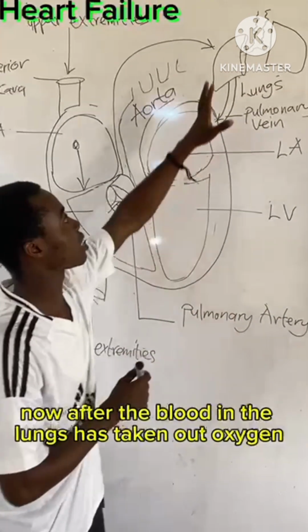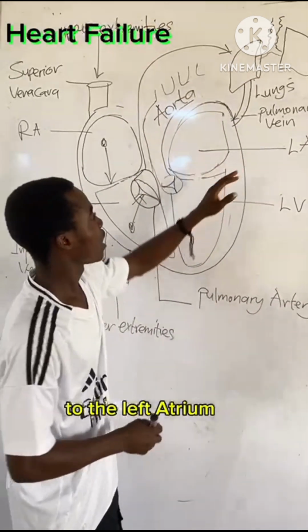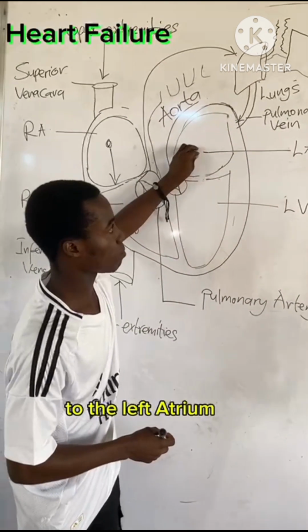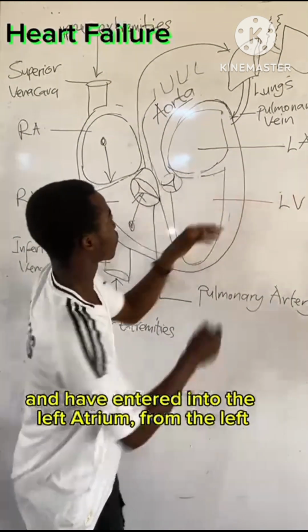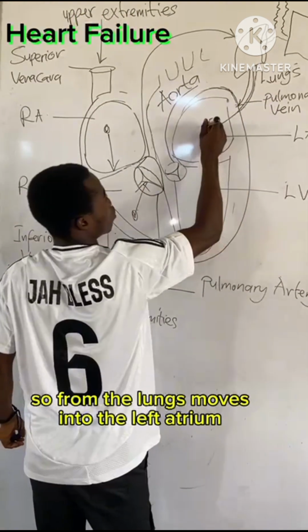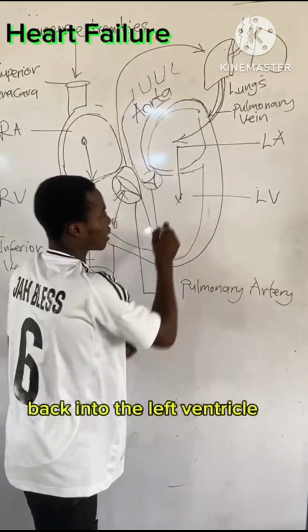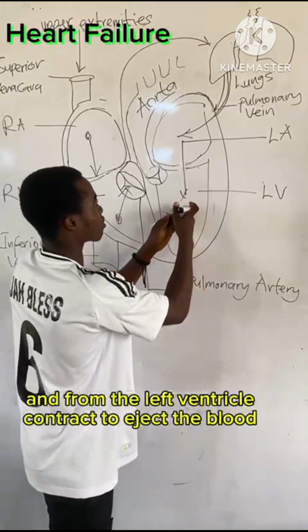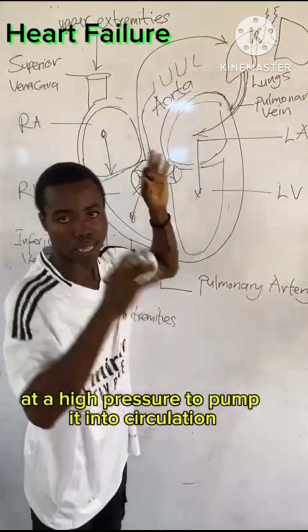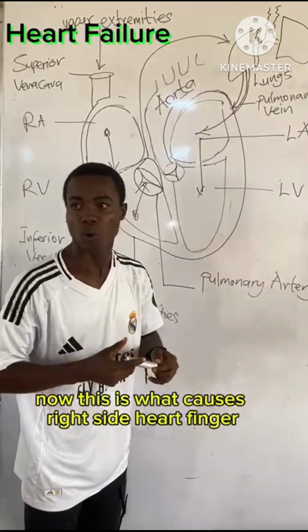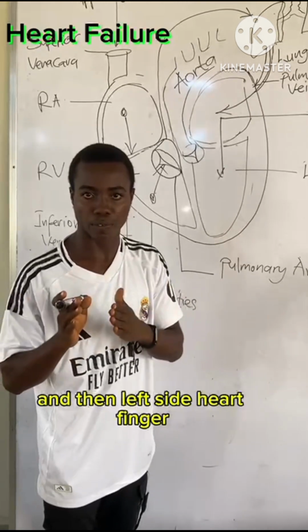Now after the blood in the lungs has taken up oxygen, it then returns to the heart through the pulmonary vein and enters into the left atrium. From the lungs it moves into the left atrium, from the left atrium into the left ventricle. Then from the left ventricle, that is where the heart contracts at a high pressure to pump it into what? Circulation. Now, this is what causes right-sided heart failure and then left-sided heart failure.